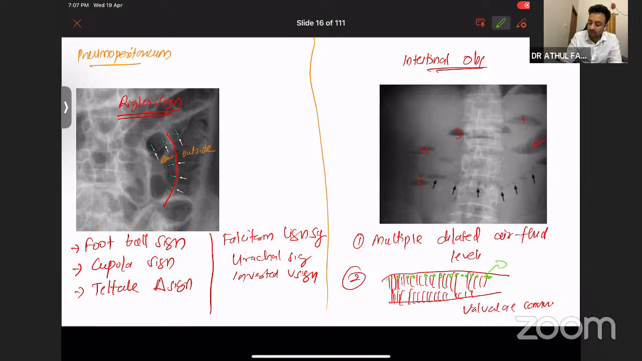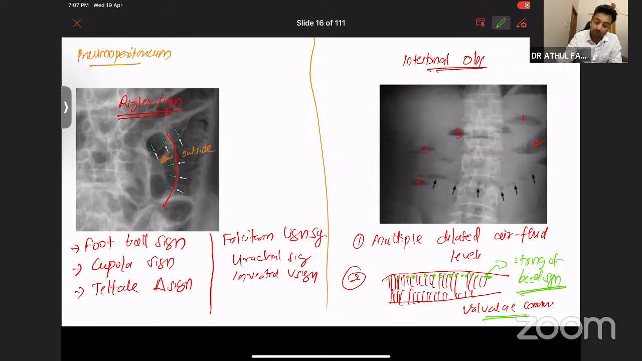So this is known as the string of bead sign. This is the string of bead sign. That is why you get the string of bead sign in cases of acute intestinal obstruction: there will be air in between the valvulae conniventes. So that is very, very important.